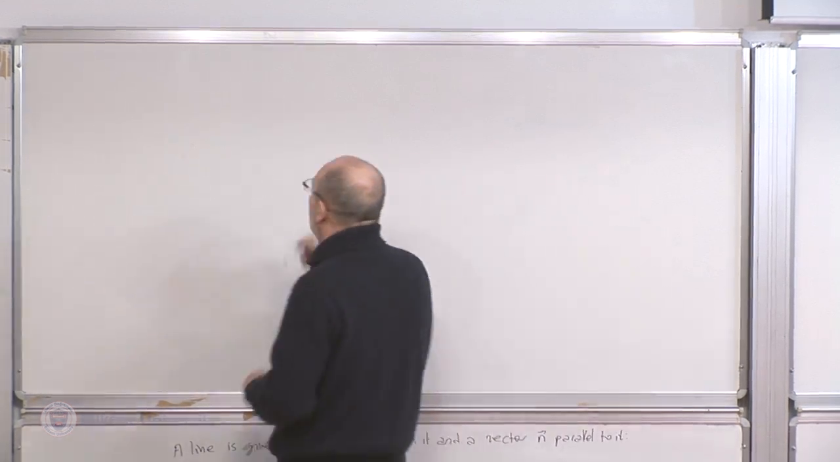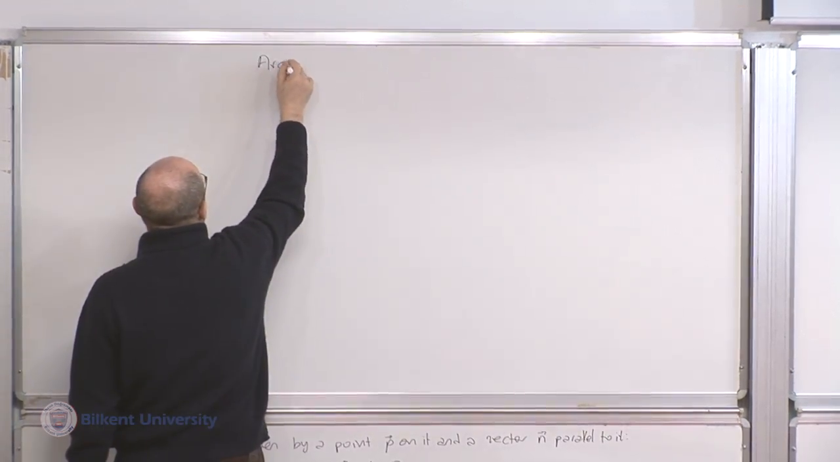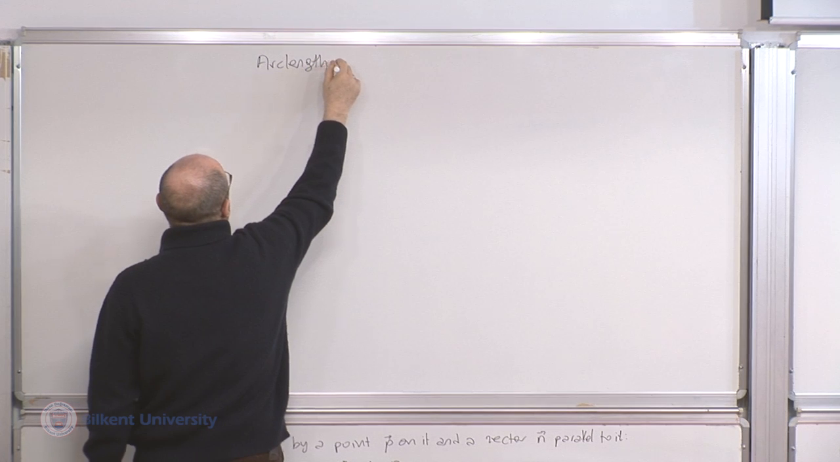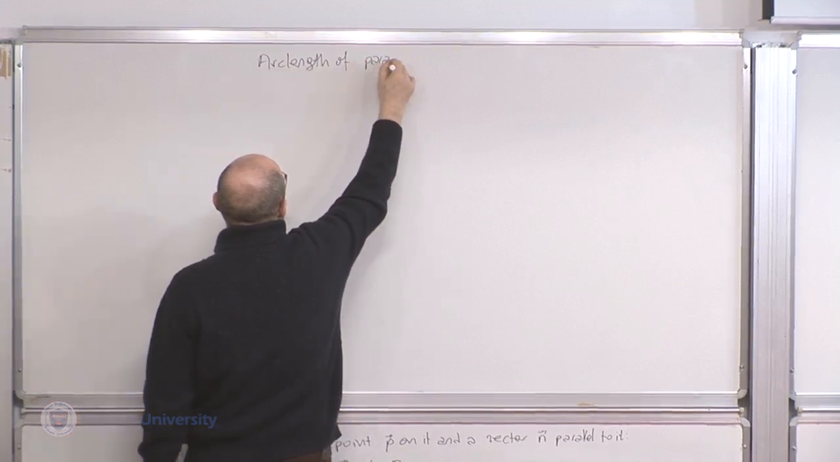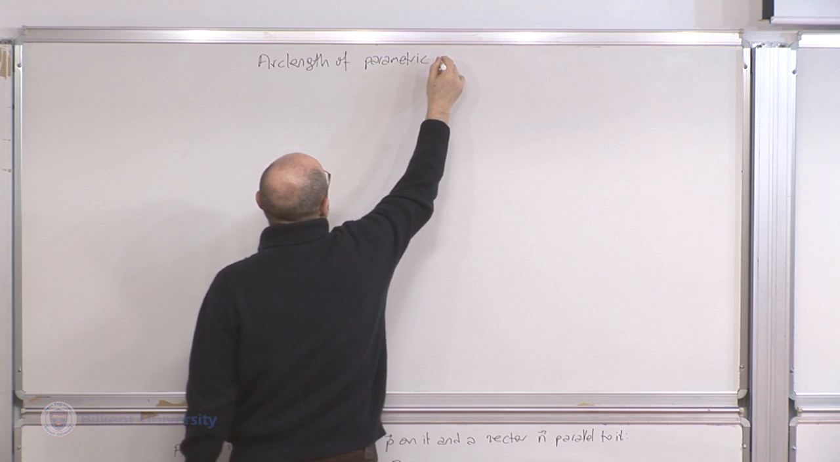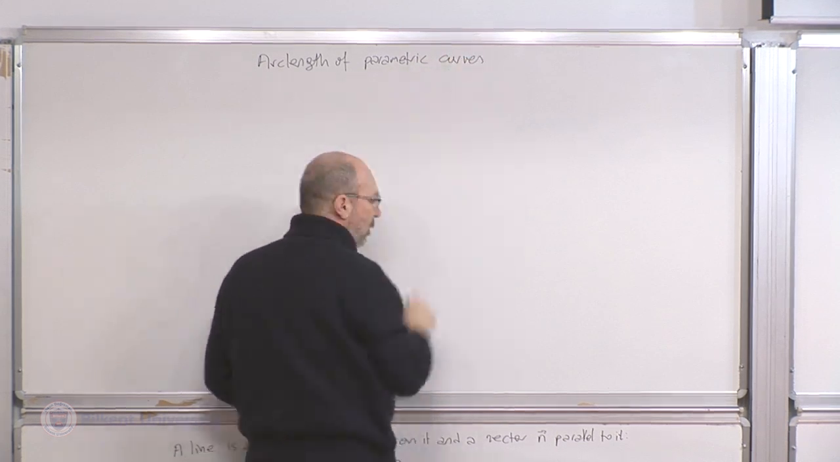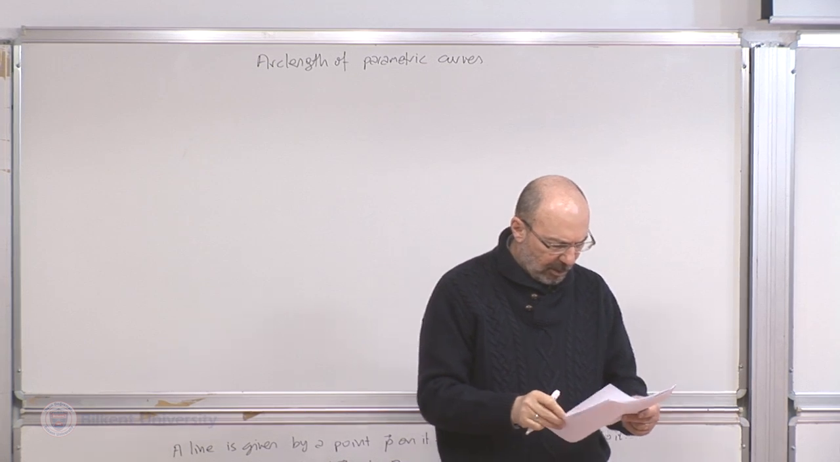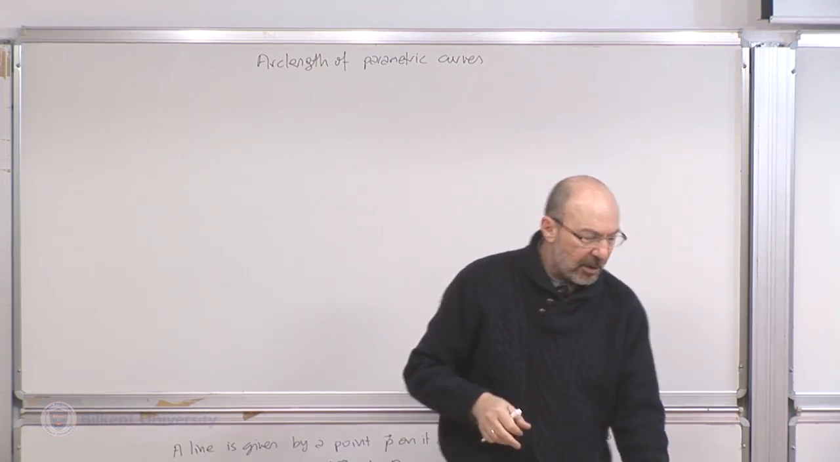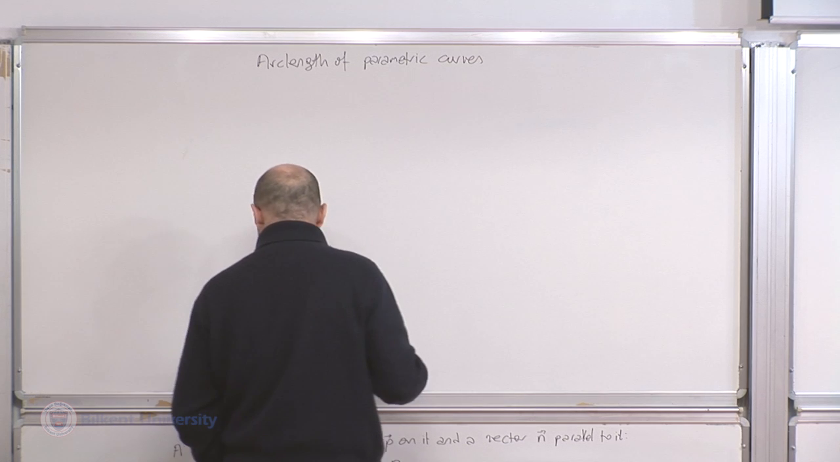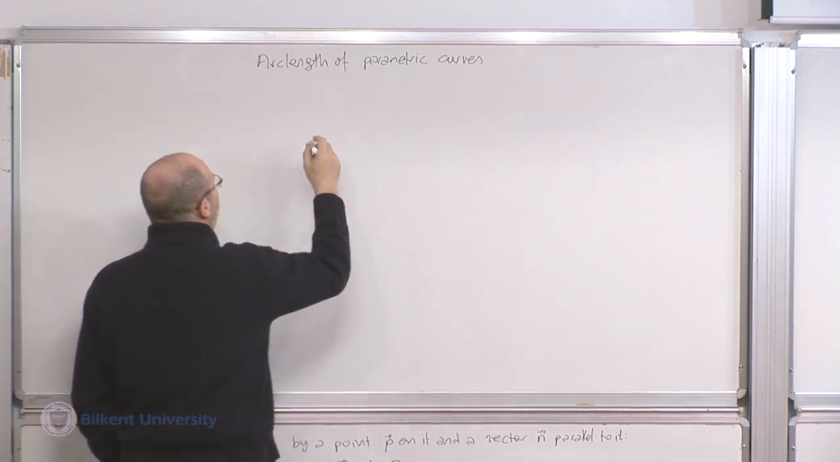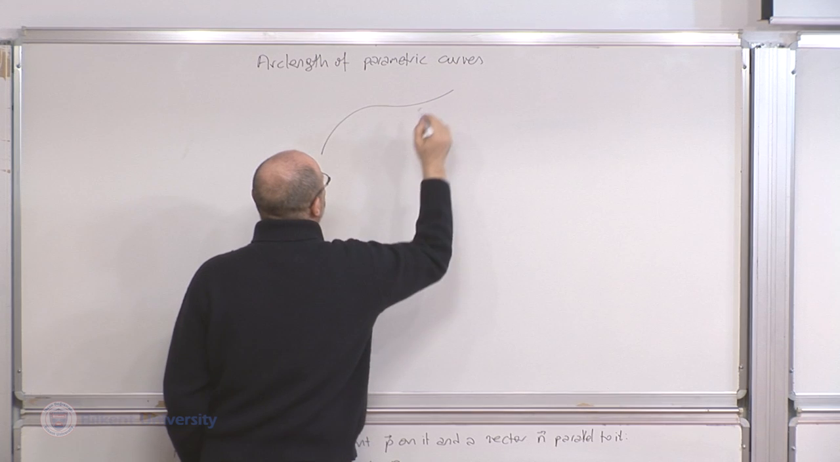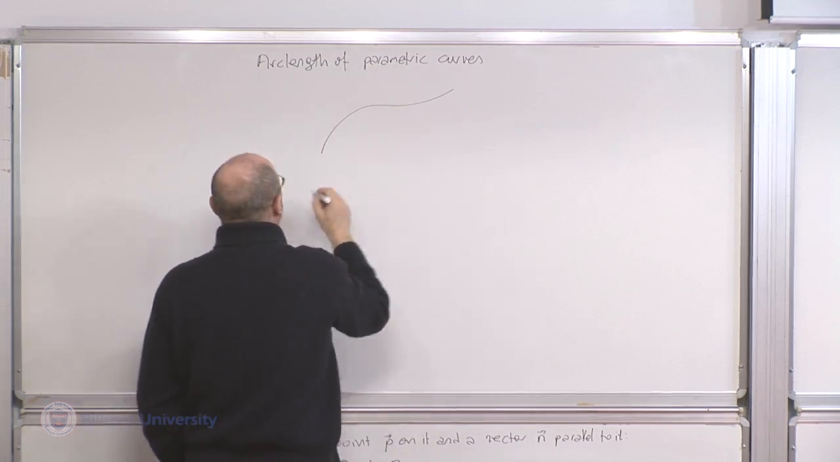Okay, so we'll look at arc lengths of parametric curves. I want to start with parametrization. So we have a curve, such a curve in space.